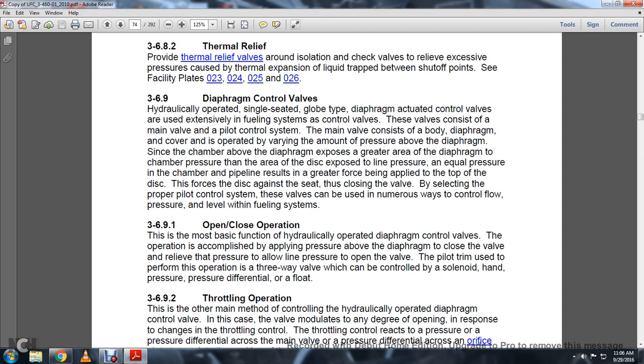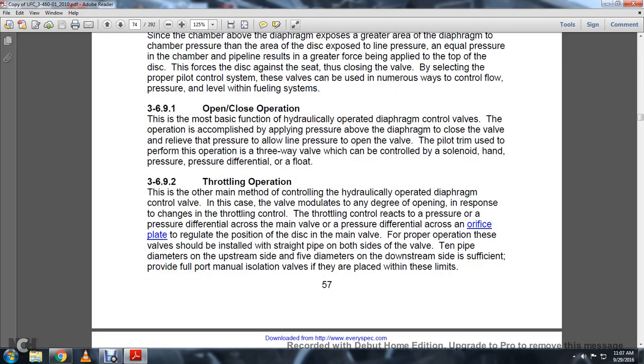3691 Open and closing operation. This is the basic function of the hydraulically operated diaphragm control valve. The operation is accomplished by applying pressure above the diaphragm to close the valve, and relieving the pressure to allow the line pressure to open the valve. The pilot trim is used to perform the operation of the three-way valve, which can be controlled by solenoid, hand, pressure differential, and float.